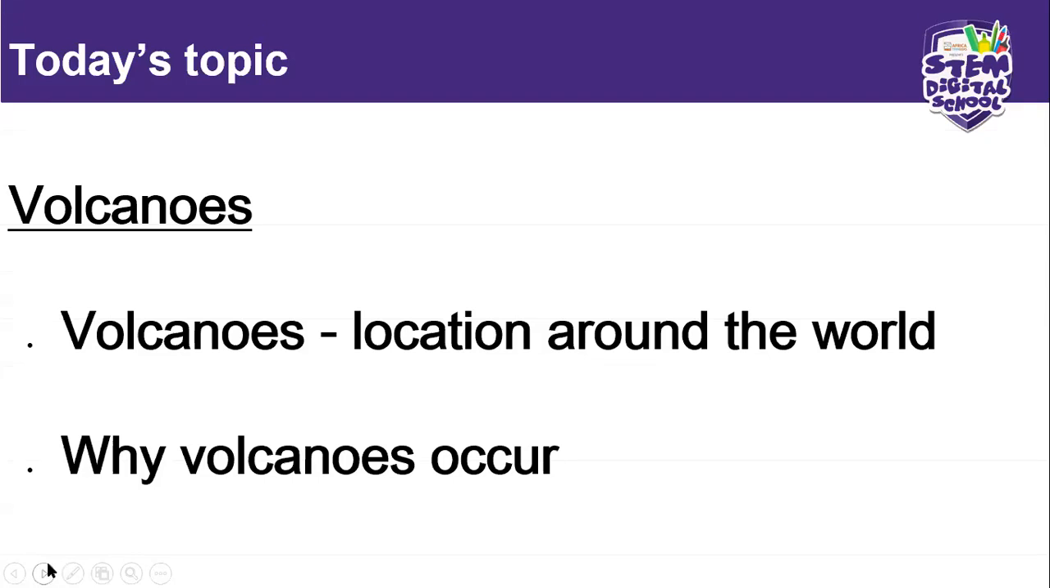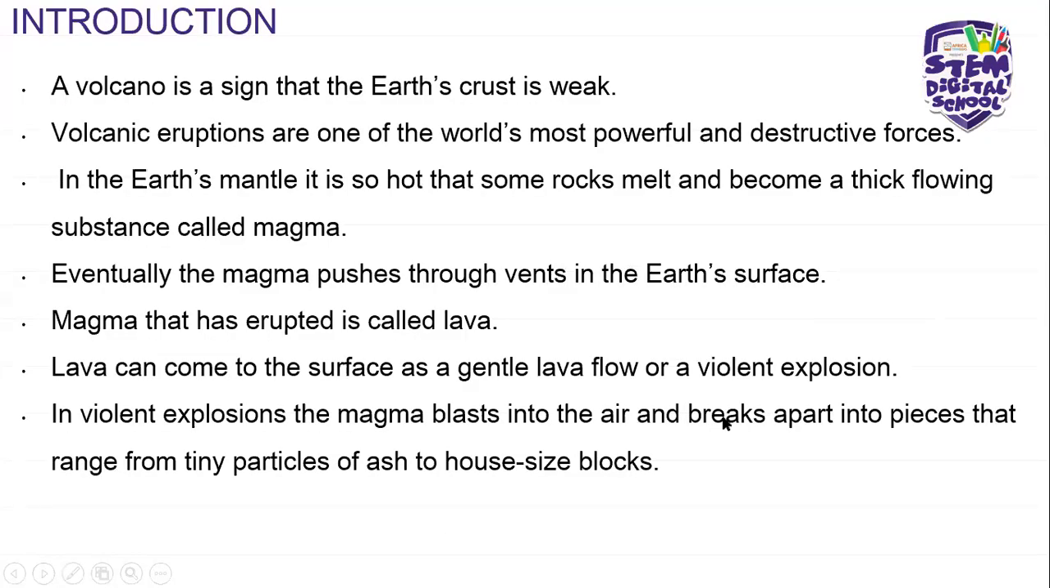Okay, so what is this volcano? Why does it happen? Where do we find it? Why? A volcano is a sign that the Earth's crust is weak. Volcanic eruptions are one of the world's most powerful and destructive forces. In the Earth's mantle, it is so hot that some rocks melt and become a thick, flowing substance called magma. Eventually, the magma pushes through the vents in the Earth's surface.